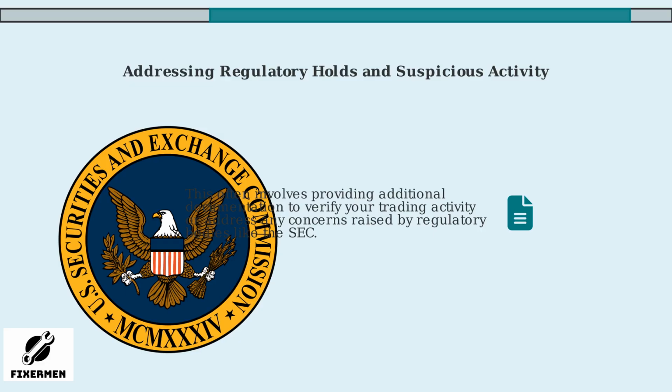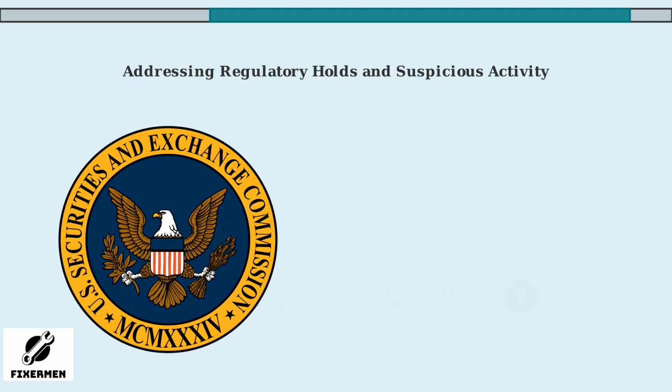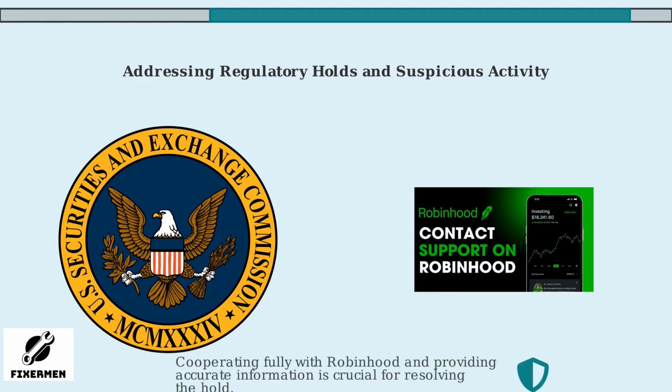This often involves providing additional documentation to verify your trading activity or address any concerns raised by regulatory bodies like the SEC. Be prepared to answer questions about your trading strategies, sources of funds, and relationship to any companies you've traded shares in. Cooperating fully with Robinhood and providing accurate information is crucial for resolving the hold.